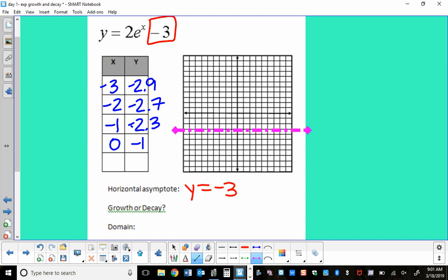Alright, there's my asymptote. I'll plot my points. -3, -2.9. -2, -2.7. -1, -2.3. 0, -1. Your graph should look something like that.